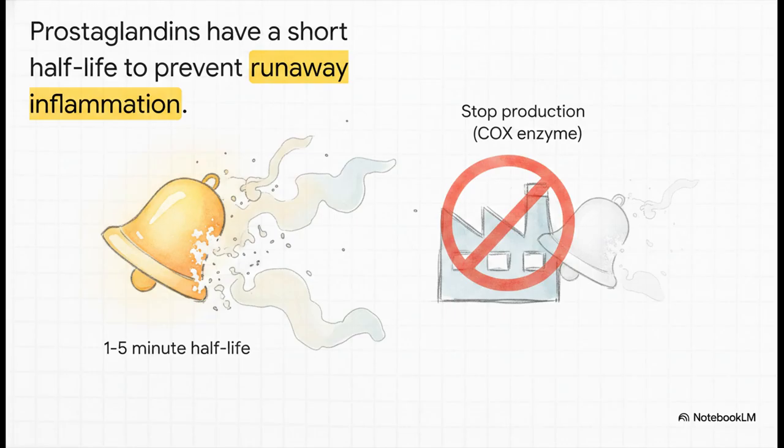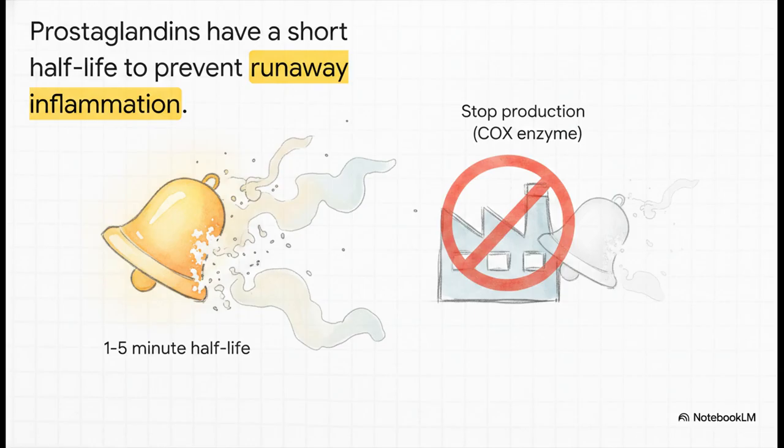Now here's a really fascinating detail. These prostaglandins act as local alarms in your body, but they have a remarkably short half-life. We're talking just 1 to 5 minutes. Why so short? Well, because the body essentially built a self-destruct timer into these signals to prevent runaway systemic inflammation. They're only meant to act briefly and locally.